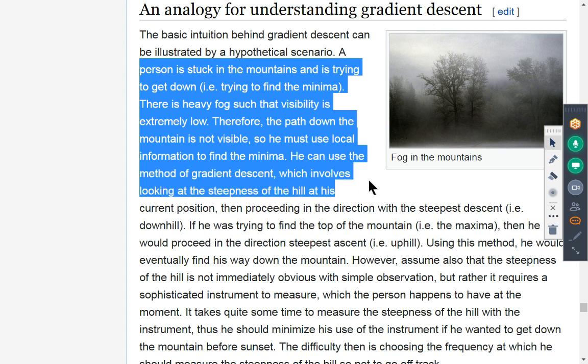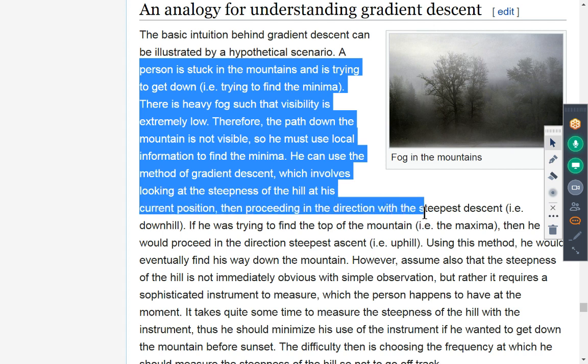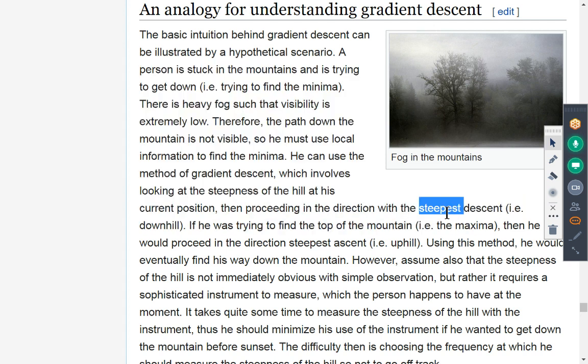Now, the method of gradient descent involves looking at the steepness of the hill at its current position, then proceeding in the direction with the steepest descent. Steepest descent is one more mathematical equation actually. If you type the word steepest, that is also one mathematical formula, and based on that, gradient descent is actually derived. Okay, we did not go into those details. Overall, what we are trying to do is move down. By observing with the second leg, we are testing in which direction the slope is coming positive.